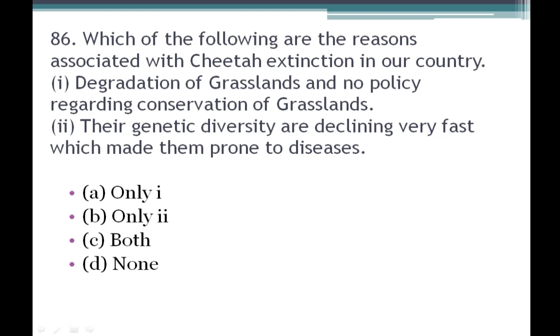Question number 86. Which of the following are the reasons associated with cheetah extinction in our country? Number 1. Degradation of grasslands and no policy regarding conservation of grasslands. Number 2. Their genetic diversity is declining very fast, which made them prone to disease. The correct answer is option C, that is both 1 and 2.